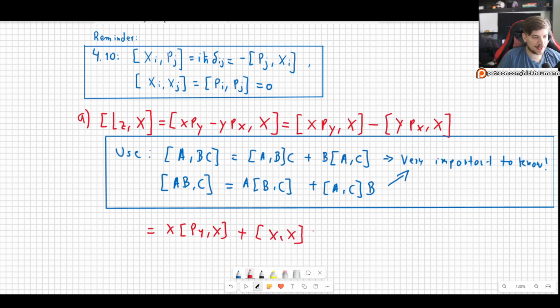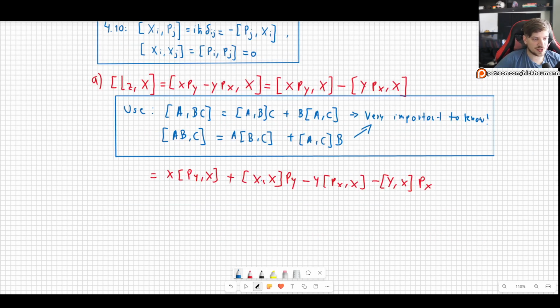And then we multiply this by b, which is py. Then we do the same thing for this one. So that would be minus y px comma x minus, and then we have again AC. So that would be the commutator between y and x, and we multiply by px. So now let's evaluate these commutators. This one right here is simply 0, right? x commutes with x. It also commutes with y. So those quantities are 0.